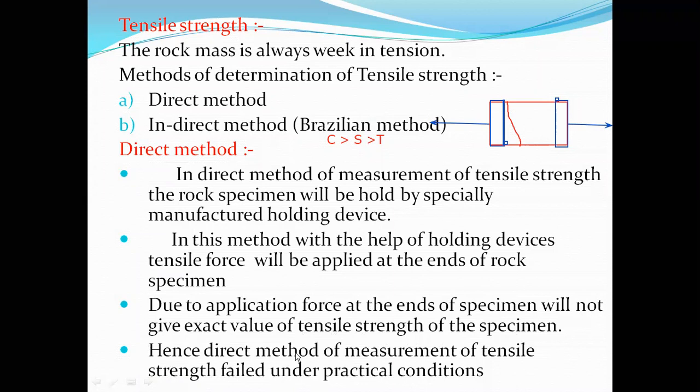Hence, the direct method of measurement of tensile strength failed under practical conditions. It is very difficult. It requires specially manufactured devices. The holding devices are placed at the ends of the specimen. When you apply the force, since the force is not acting uniformly across the specimen, it may not give the exact value of the tensile strength of the specimen. So most of the time it fails. That is the reason this method is not used in practice.